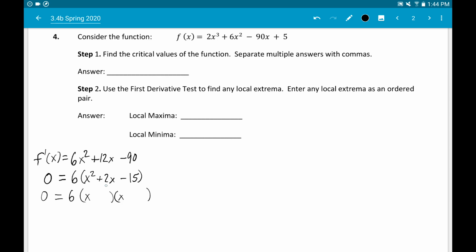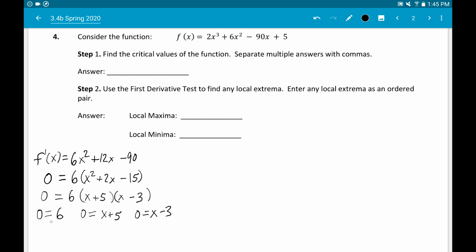Alright, so what do we got to have? We have two numbers that add to 2 and multiply to negative 15. So it looks like positive 5 and negative 3. Okay, use the zero product property to break this apart. So you have 0 equals 6, 0 equals x plus 5, and 0 equals x minus 3.